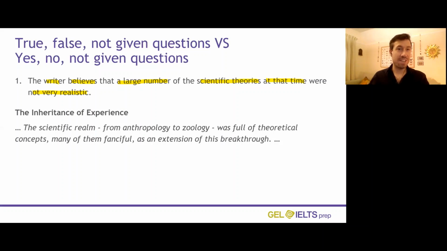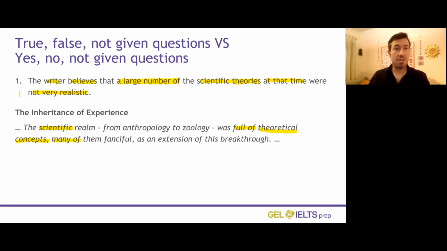Okay, let's look together. So this is written from the writer's perspective. So the writer believes this is their opinion here. So we have to see that a large number of scientific theories at the time were not very realistic. So it says the scientific realm, okay, the scientific theories, from anthropology to zoology was full of, okay, so a large number of, that's the same, theoretical concepts or theories. So you can see it's used a word family here to paraphrase. It's changed theory to theoretical concepts. At the time were not very realistic. Again, we've got a large number of here and many of.